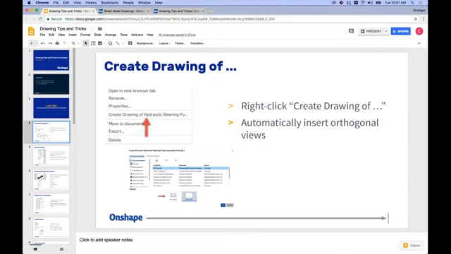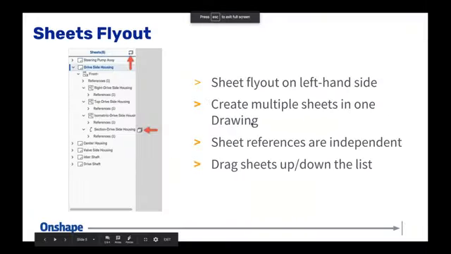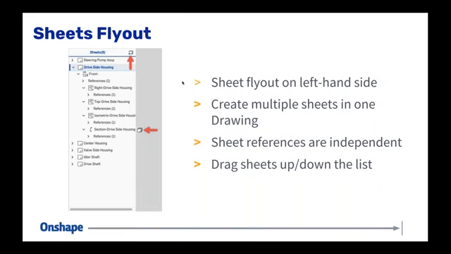All right, so the next tip that I have for you is the Sheets Flyout. This is something that's actually changed just a bit recently, but it's one of the more common questions I get from a user after they've created their first few drawings. How do I create multiple sheets in a drawing? Do I have to have multiple tabs for every drawing in my document? The short answer is no. You can have one drawing that has multiple sheets, and the way you access those sheets is via the Sheets Flyout.